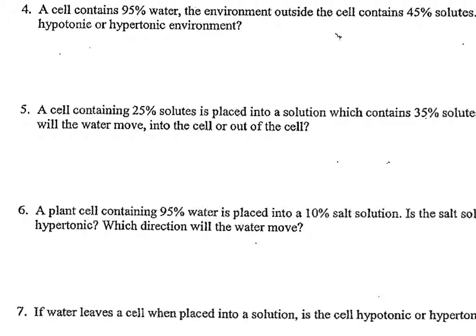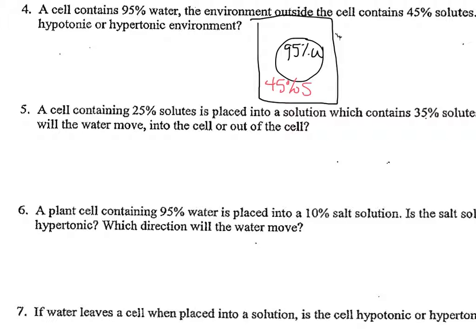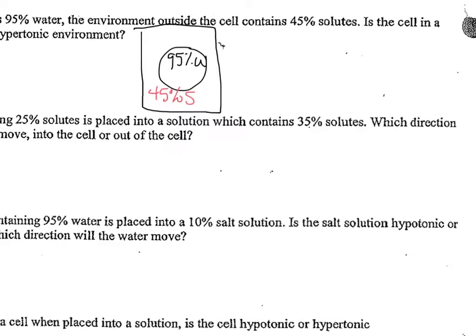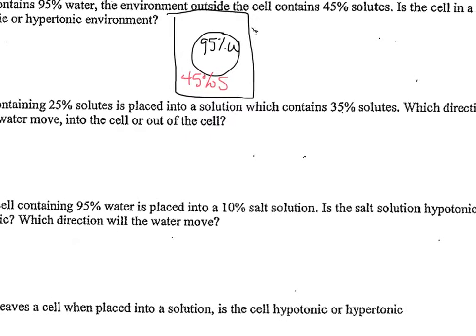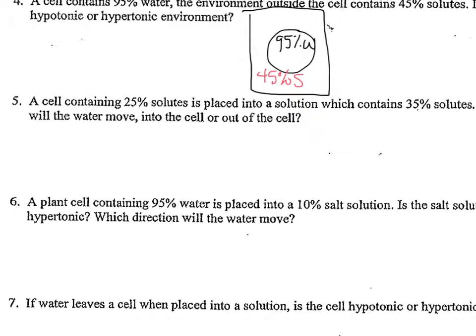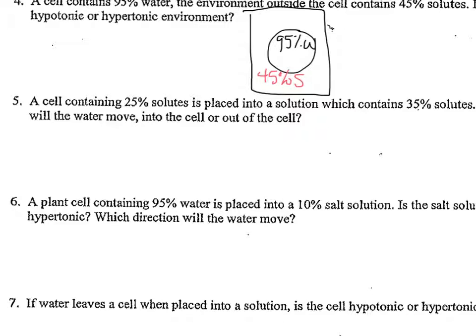I'm going to show you one last practice problem here. Number 4. We're going to skip down to number 4. In this one, a cell contains 95% water, and the environment outside the cell contains 45% solute. So this one's a little bit different than what we've been looking at. Our question asks, is the cell in a hypo or hypertonic environment?